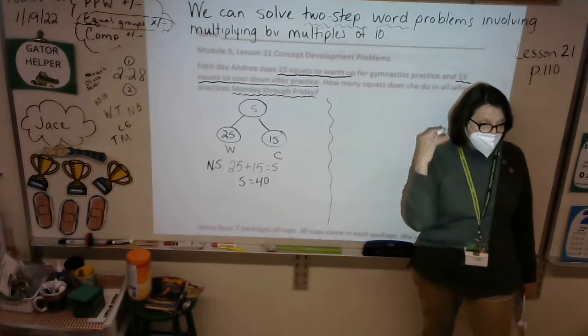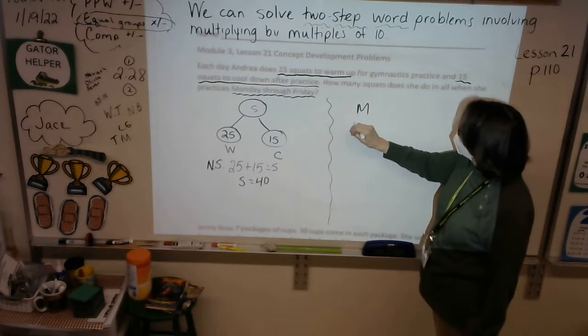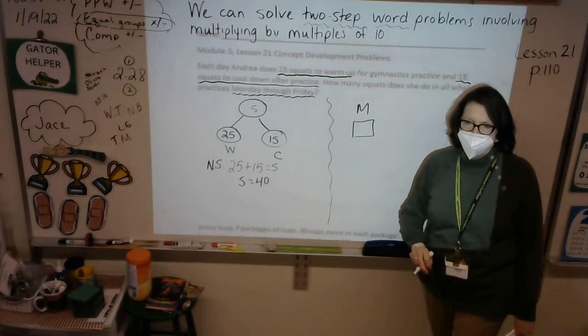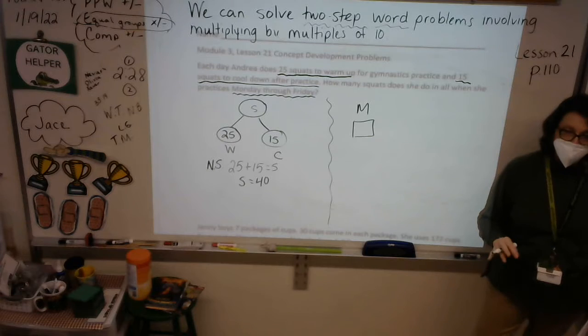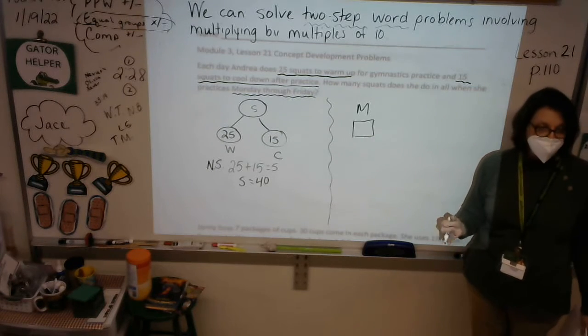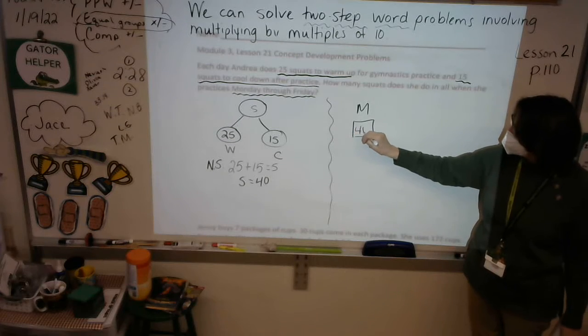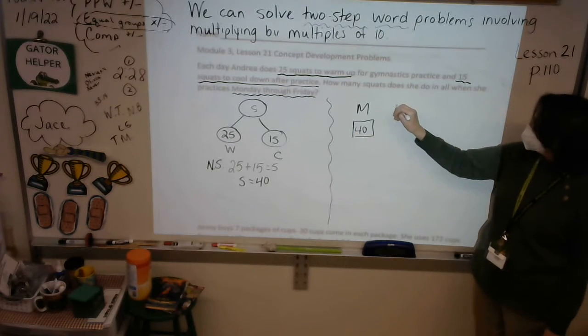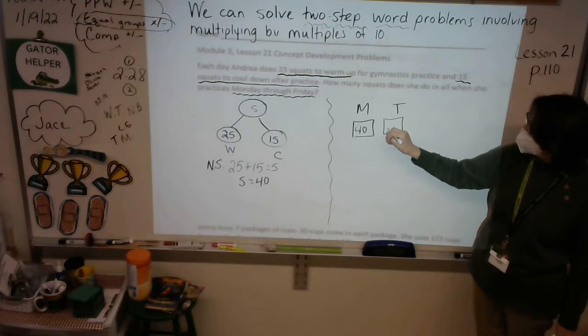So what I'd like to do to organize these thoughts in my head is I want to make a Monday box. I think labels are so important in order to make your work clear. Well, how many squats does she do on Monday, everybody? 40. What comes after Monday? Tuesday. How many squats does she do on Tuesday? 40.